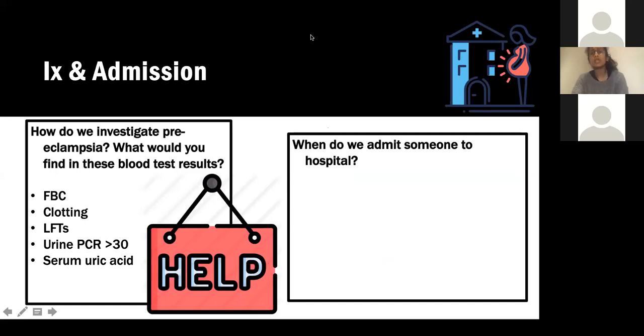And when do we admit someone to the hospital? Because often a lot of these women can be managed really well in the community. What would be some of the things that would make you admit? Seizures, definitely. Anything else?